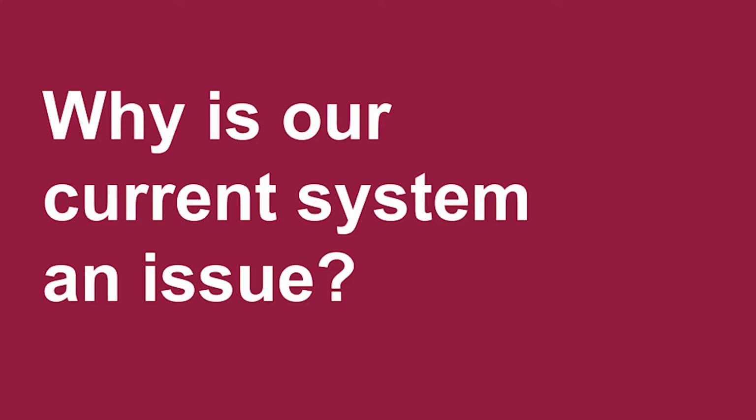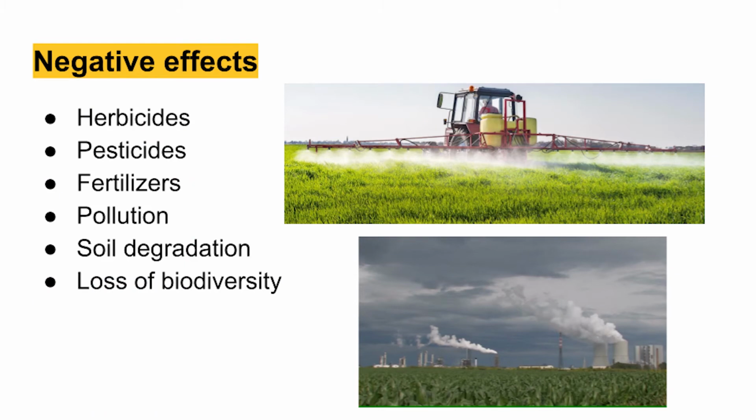So, why is this an issue? Producing food at such large scales takes a lot of land and water. It also requires farmers to use more chemical herbicides, pesticides, and fertilizers. These resources are often imported from other areas of the world, which can upset the natural balance of the ecosystem, as well as cause a lot of environmental issues like air and water pollution, soil degradation, and biodiversity loss.